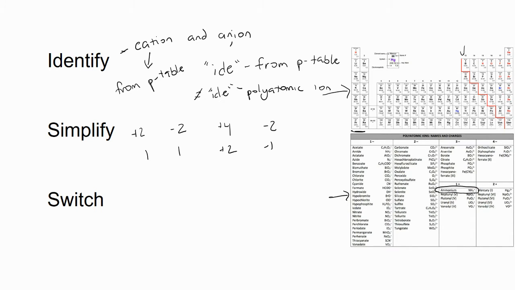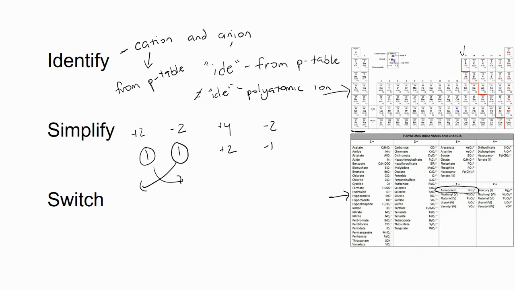And then finally, the last step is to switch. So in this step, we're taking the simplified charge that we figured out in the previous step, and we're taking the number for the cation and making it a subscript for the anion, and vice versa. We're taking the simplified charge for the anion and making it a subscript for the cation. There are two catches here. One, if the subscript or the simplified charge is a 1, then we don't write anything. So if there's no subscript present, the implication is that it's a 1. But if it's a 1, we don't actually write it.